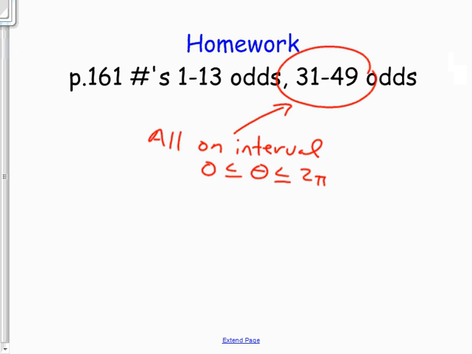So that concludes the unit circle. In the book, make sure you do all the homework on the interval of 0 to 2 pi. It says some other crazy things, but it's kind of confusing. Just kind of ignore it. Hope that makes sense. Like I said, we'll talk more about it tomorrow.